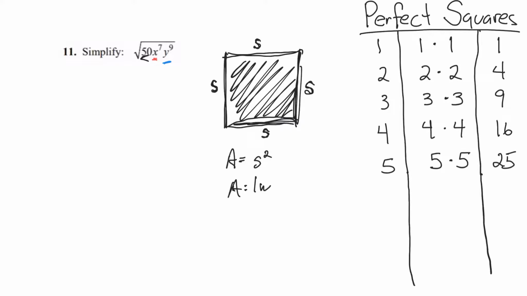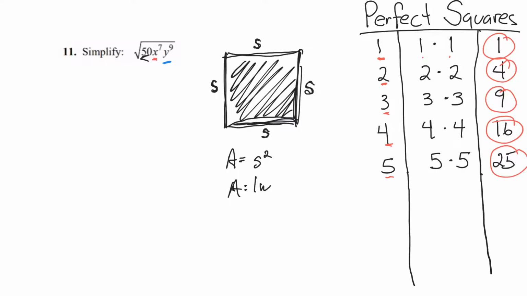So it helps to know your perfect squares once again. When I square 1, which is 1 times 1, I get 1. Okay. When I square 2, I get 4. When I square 3, 9. When I square 4, I get 16. And when I square 5, I get 25.